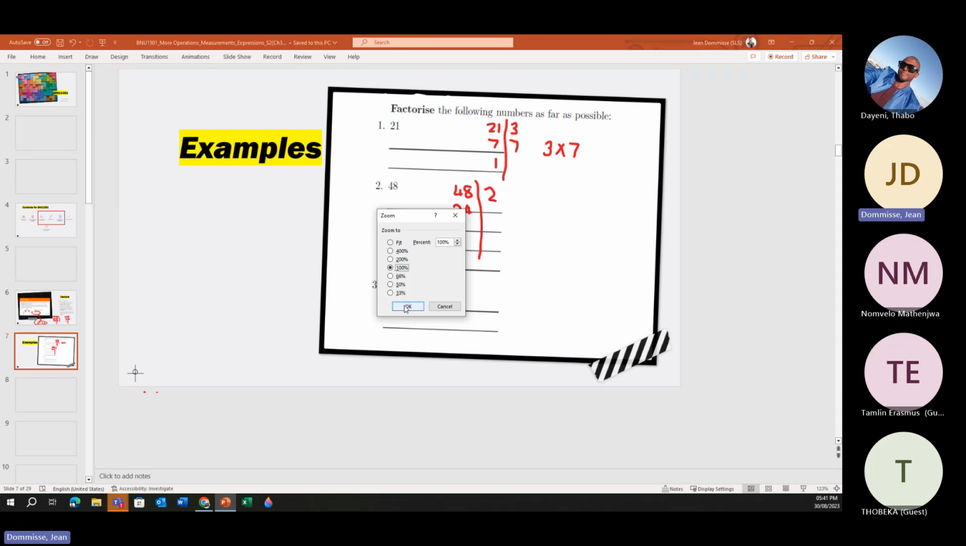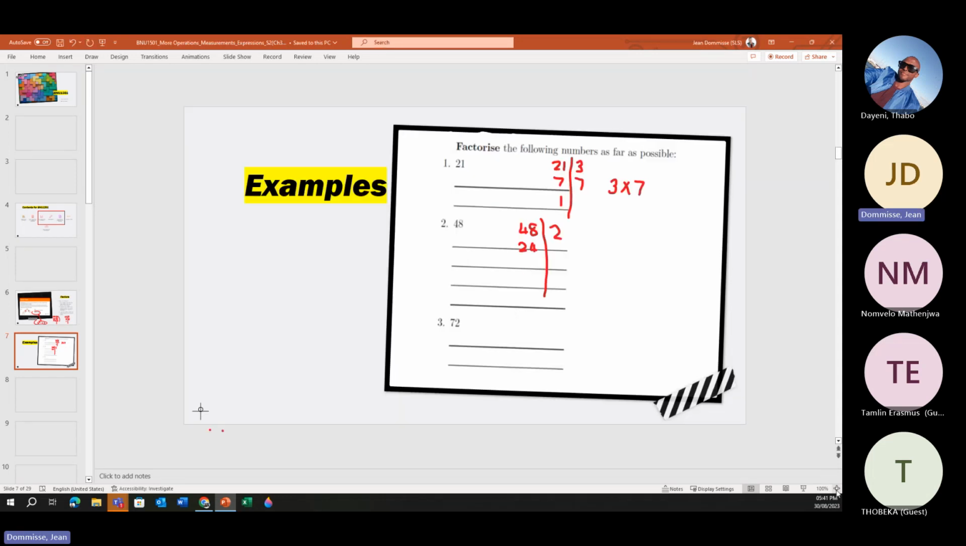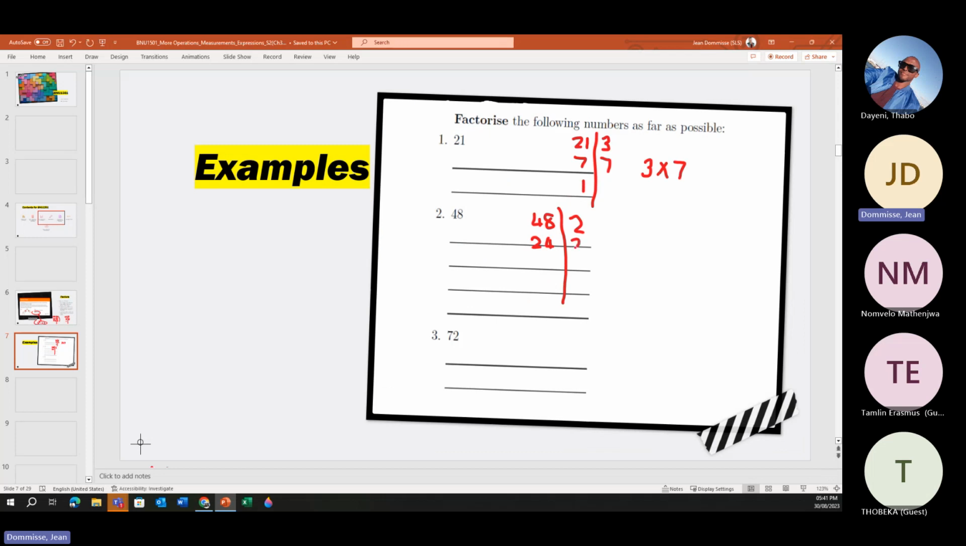We need to say how many times 2 goes into 24. That is 12 times. Then 2 goes into 12 again, that is 6 times. Okay, 2 goes into 6 again, 3 times, and then 3 goes into 3 once.